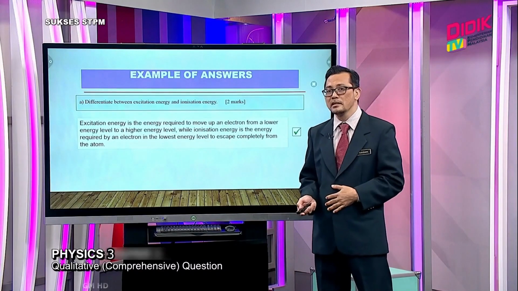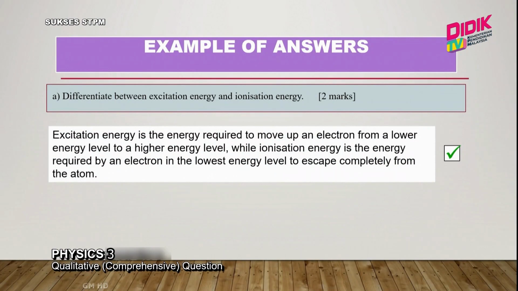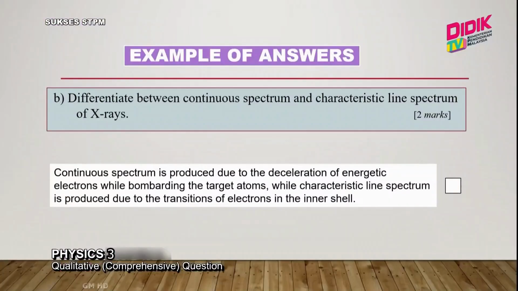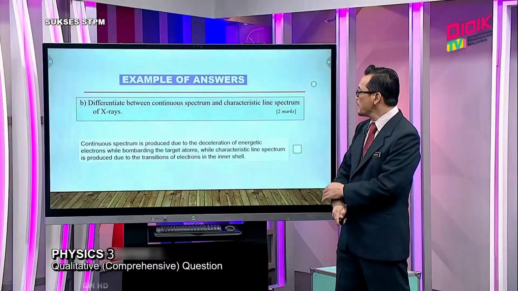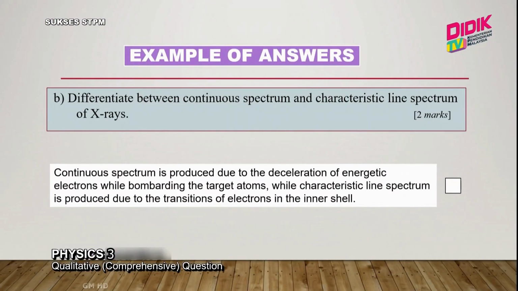Okay, so these are examples of good answers. Let's look at another option. Continuous spectrum is produced due to the deceleration of energetic electrons bombarding the target atoms, while characteristic line spectrum is produced due to the transition of electrons in the inner shell. So clearly we can see there are two differences. There is a difference between continuous spectrum and characteristic line spectrum, and that is why this answer is considered a good answer.